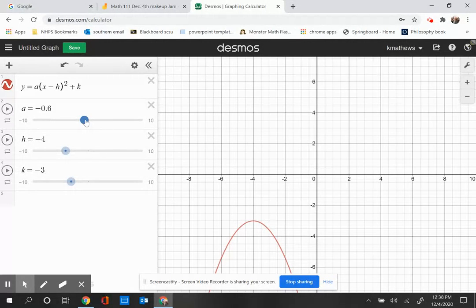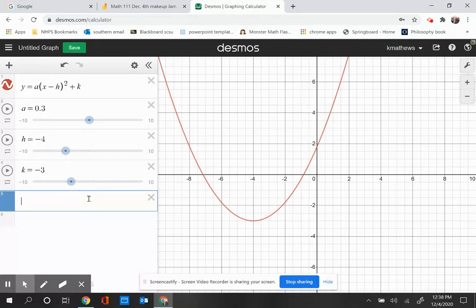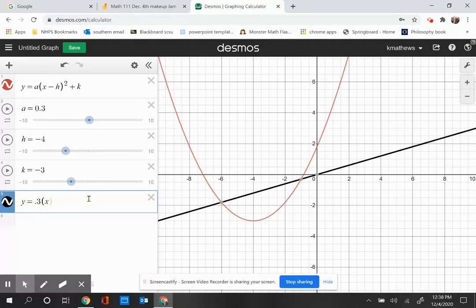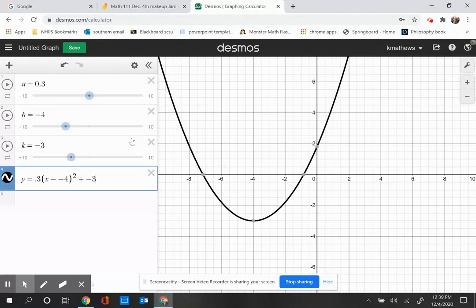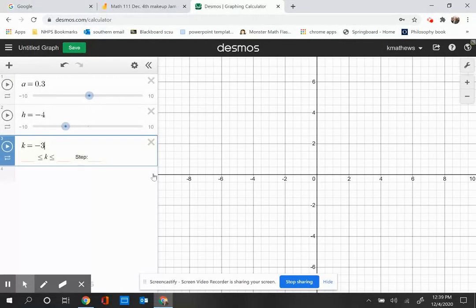All right, so I'm going to want to make a happy parabola. So look at this one right here. I like that one. So we have y equals, now the value of a is 0.3, 0.3 times x minus the value of h is -4, squared, plus the value of k is -3. And there we have it. So if we turn this one off, we just have our black one. If we turn the black one off, we have, oh shoot, and the black one off over here, it's negative.